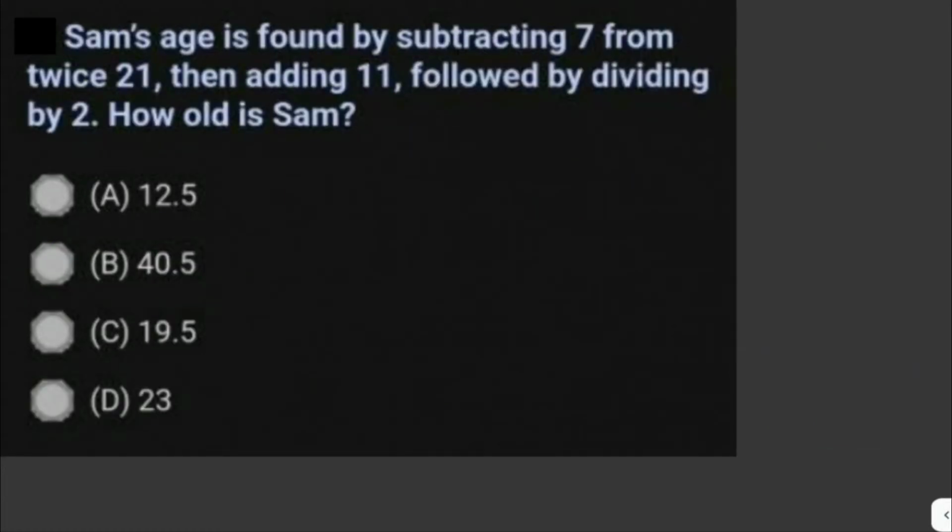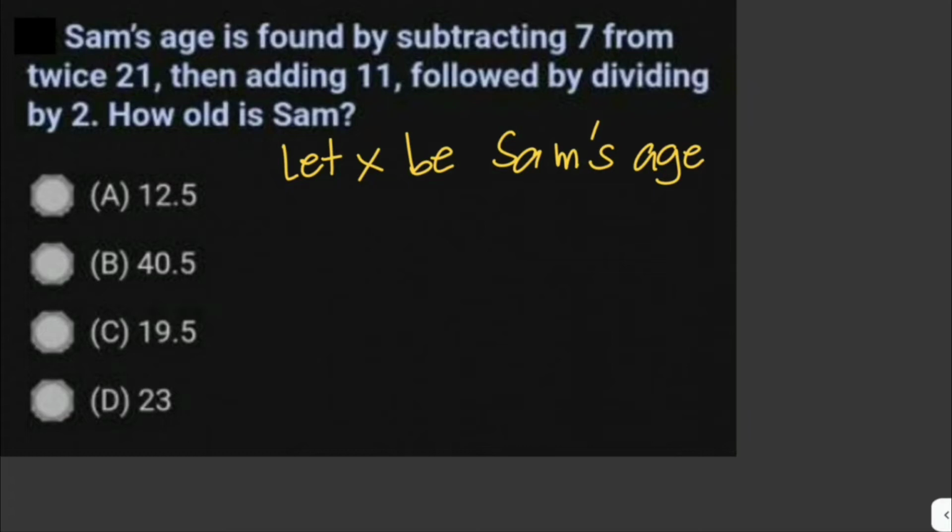Sam's age is found by subtracting 7 from twice 21, then adding 11, followed by dividing by 2. How old is Sam? Since Sam's age is unknown, we let X be Sam's age. So let's write each of the mathematical sentences here into a mathematical equation. So Sam's age is found by subtracting 7 from twice 21. So Sam's age, which is X, is equal to subtracting 7 from twice 21.